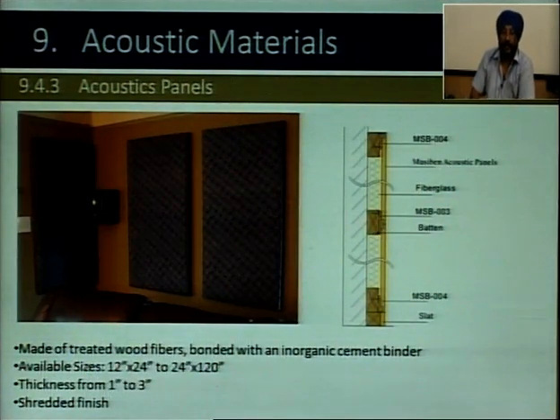The third is acoustic panels. They are made of treated wood fibers bonded with an inorganic cement binder, again available from 1 foot by 2 feet up to 2 feet by 10 feet. Thickness is from 1 to 3 inches. You have the construction detail on the right side. So, this is a little bit costly kind of affair. It depends upon the interior decor you want to give, but these acoustic panels are also one of the solutions for absorbing sound.